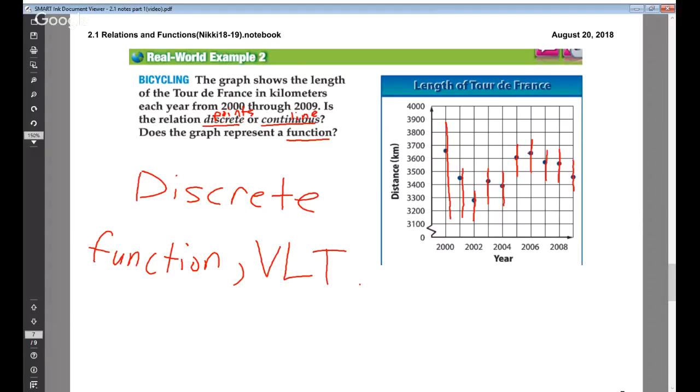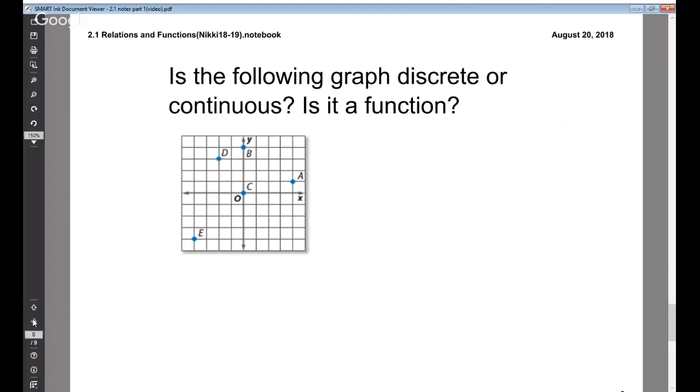So just a similar simple example. Now try the same reasoning with this graph. Is the following graph discrete or continuous, and is it a function? Try this on your own now.